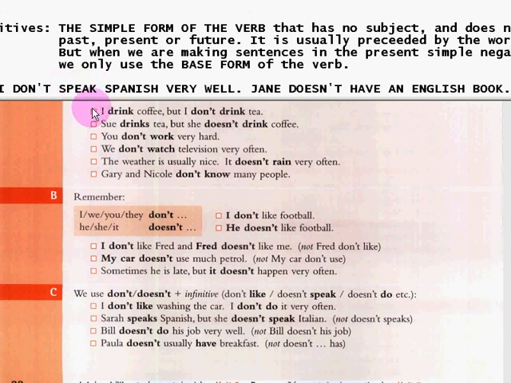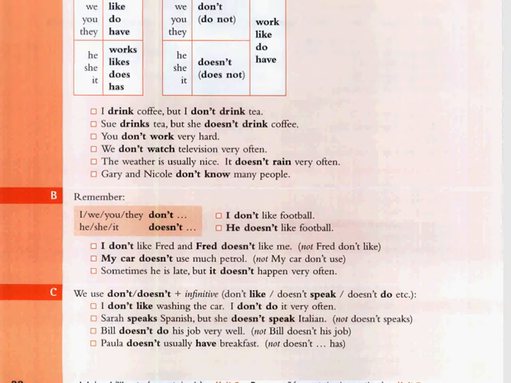Now let's go to the second sentence. Jane doesn't have an English book. Remember that for he, she, it, and for proper nouns, we use doesn't, right? Look at this one. Doesn't have. That is the base form of the verb.